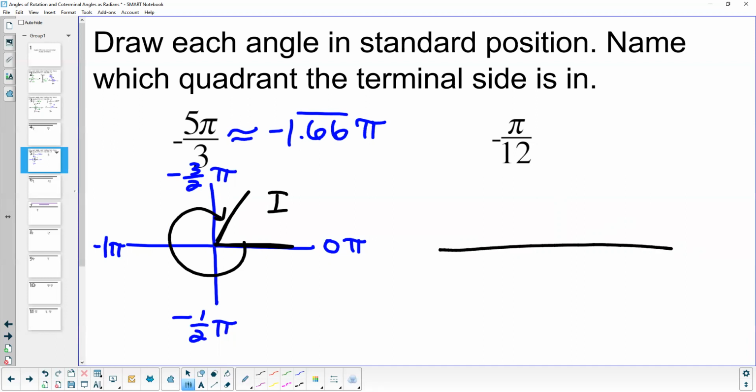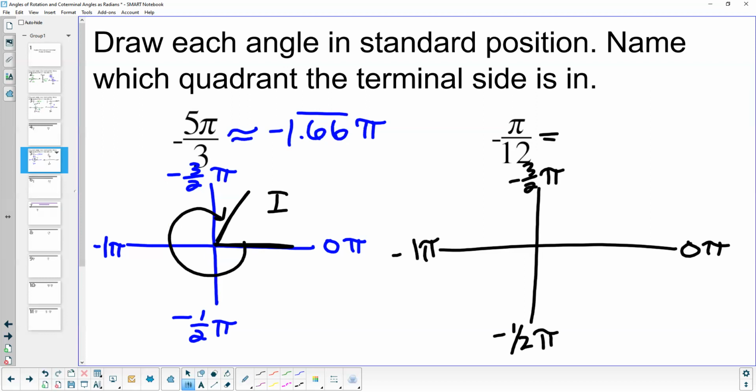Same sort of thing. We go through to label it. We've got our 0 pi, negative 1/2 pi, negative 1 pi, negative 3/2 pi. And then we want to figure out what this is. So if we do negative 1 divided by 12, we find out that that is approximately equal to negative 0.0833 repeating pi. So that is definitely not quite a half. So we have our initial side here, our terminating side there, we're going clockwise because our radian is a negative measurement, and we end up in quadrant 4.